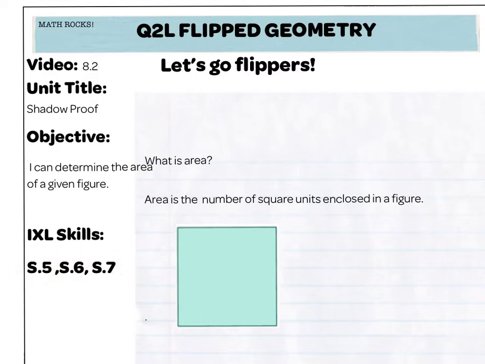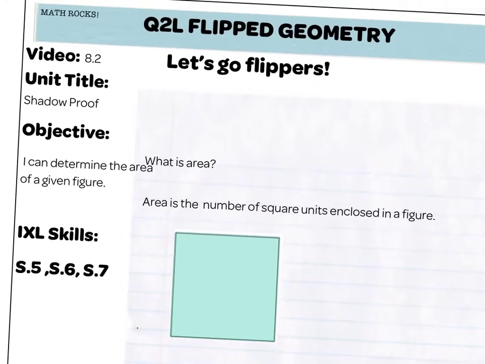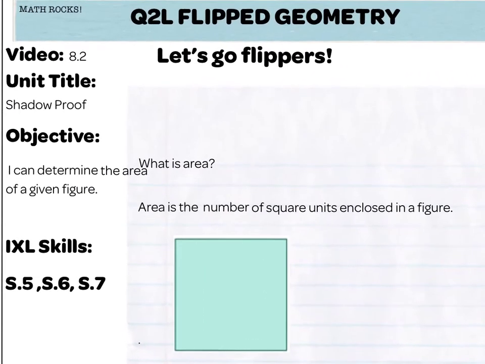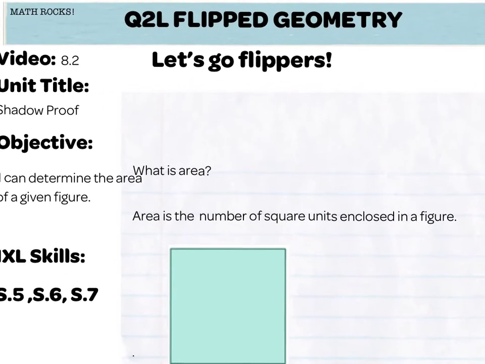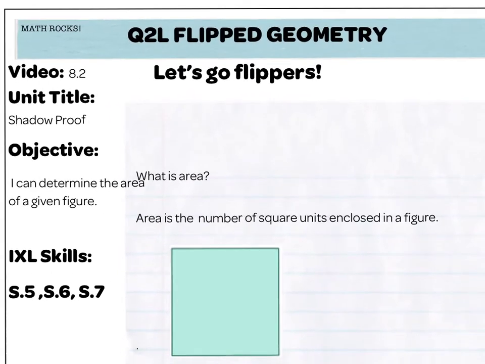All right, let's go flippers. So the question that we want to think about today is what is area? Okay, what is area exactly? And our definition for area is going to be pretty straightforward, and that's going to be area is the number of square units enclosed in a figure.